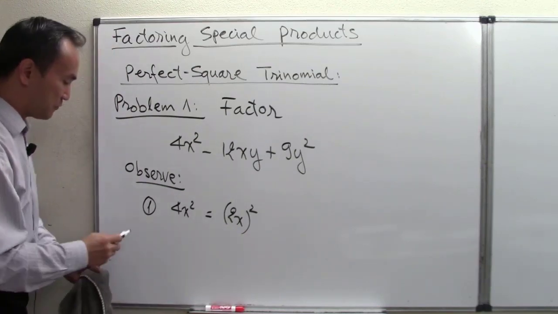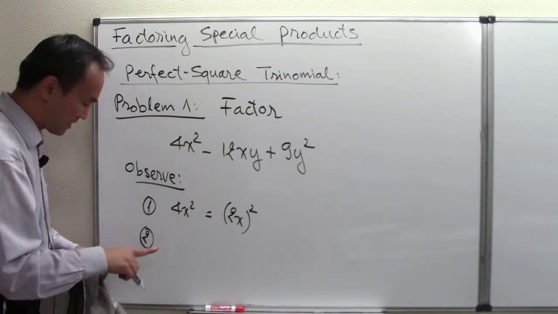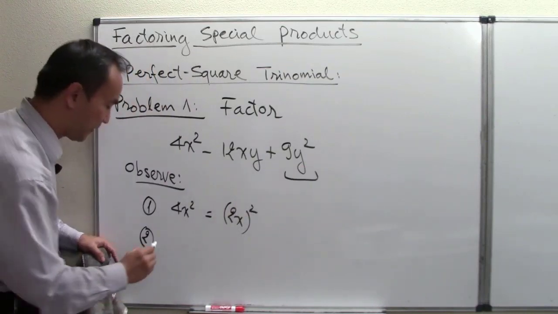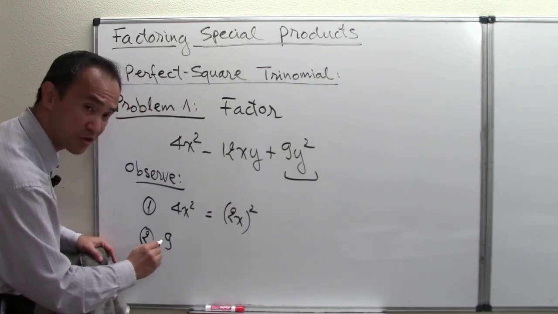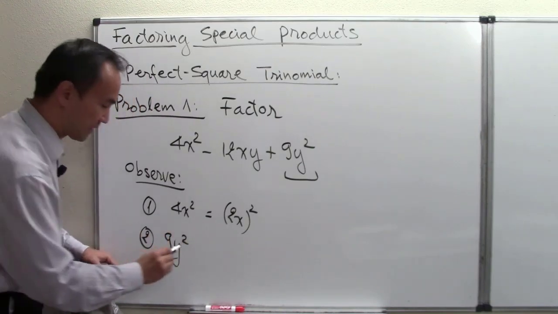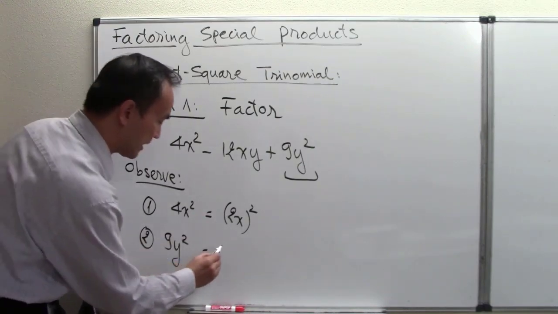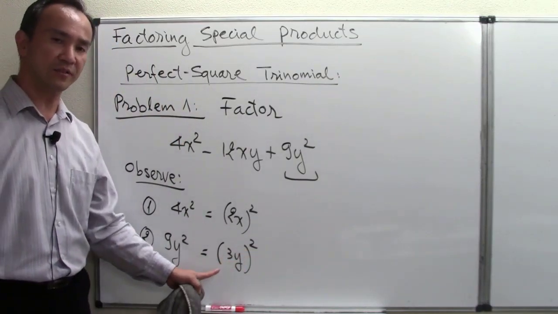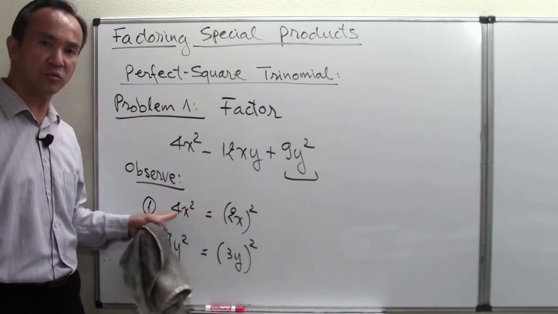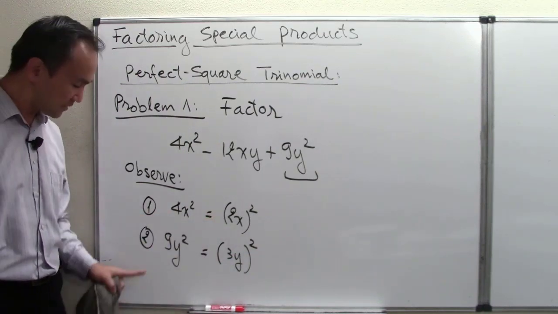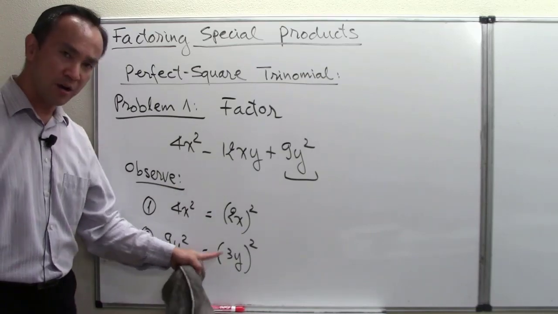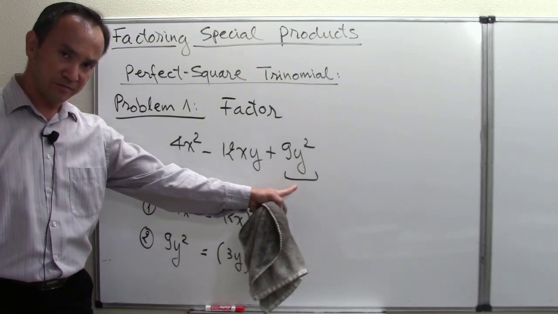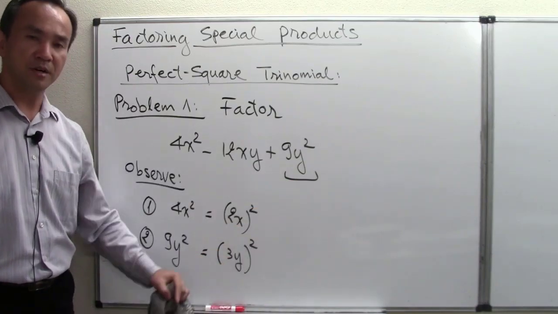Now moving on to another observation. In this next observation, which I label number 2, I'm going to observe the final term from our quadratic expression. It's 9y squared. 9y squared, similar argument, can be written as 3y all squared. And at this point, you can easily verify, because the argument is very similar to what I've done in the first observation. So 9y squared equals 3y all squared. So the last term of our quadratic expression here is also a perfect square.